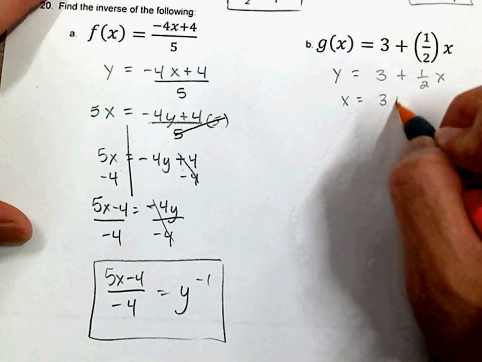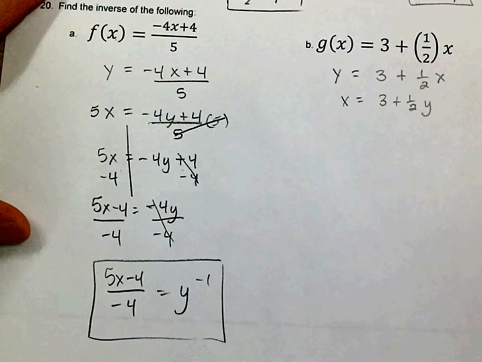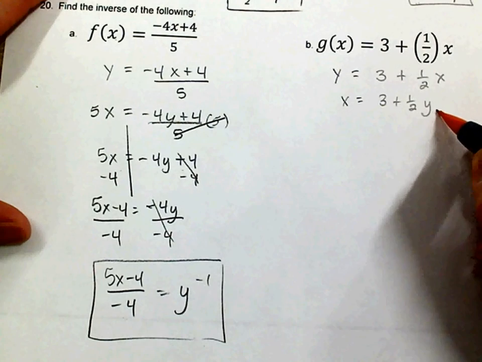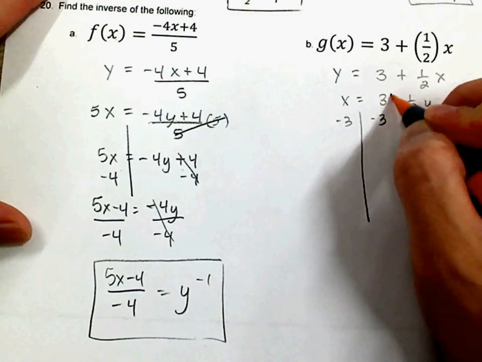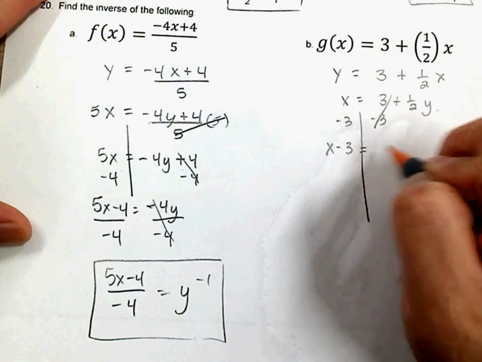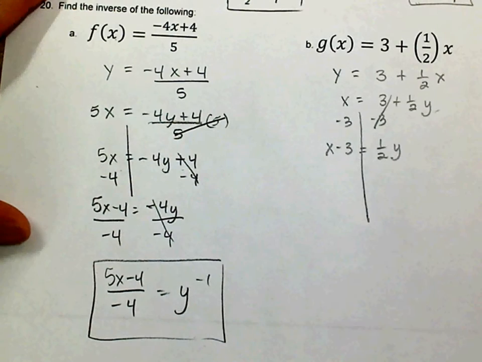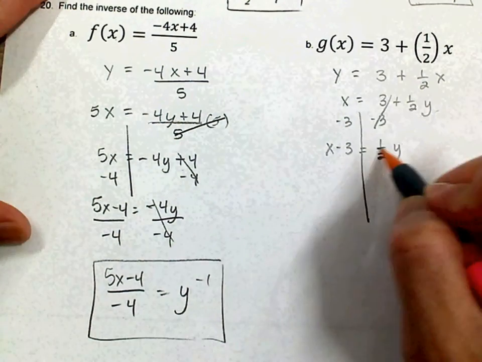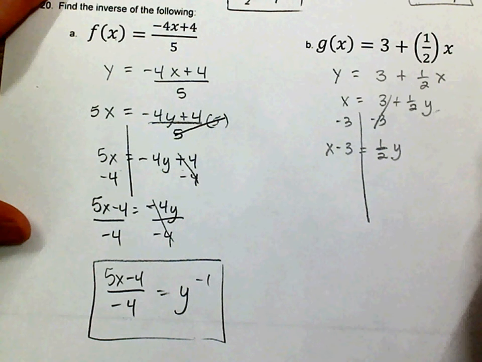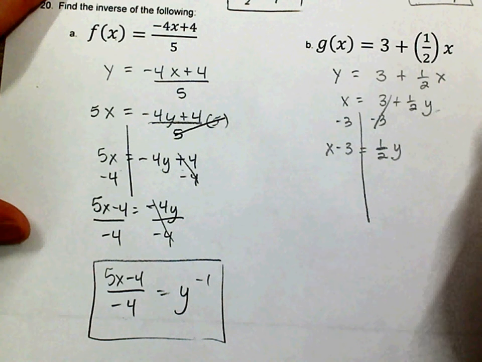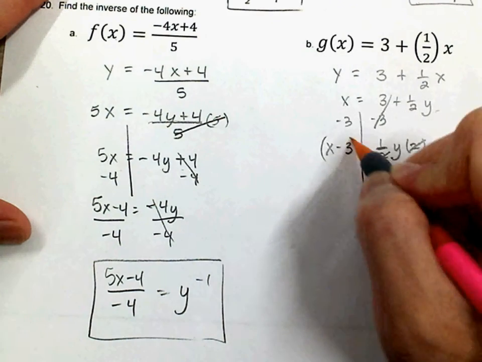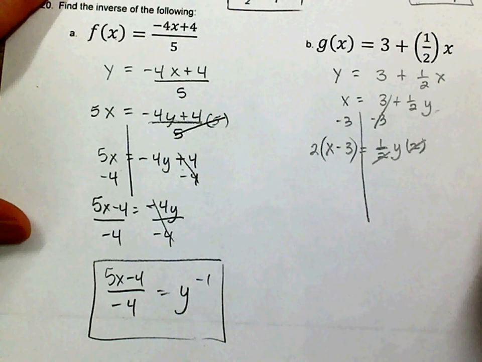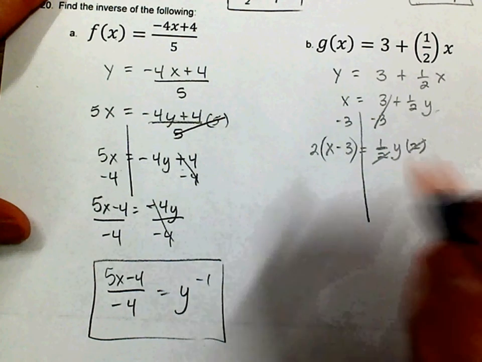Okay? I'm going to solve for y, right? How do you solve for y? Minus 3. That cancels. So x minus 3 equals 1/2 y. Okay. What is the opposite of dividing by 2? Multiply by 2. What you do to one side, you do to the other. Now, I do the whole thing by 2, right? Yes, you have to do the whole thing by 2. So now you have 2x minus 3 equals y.